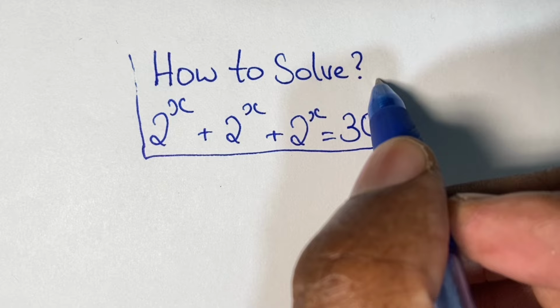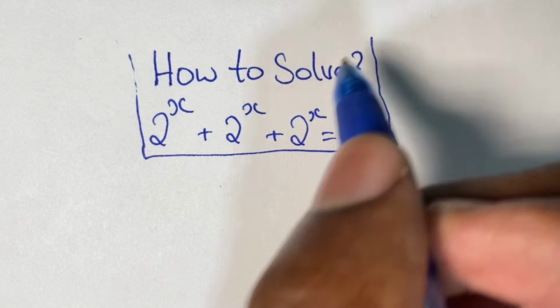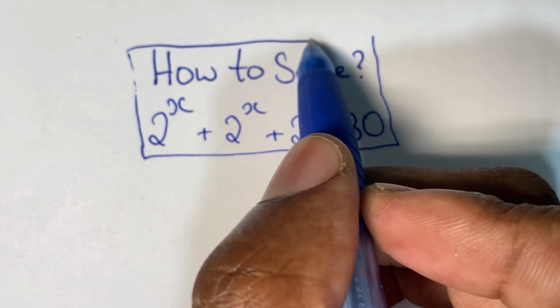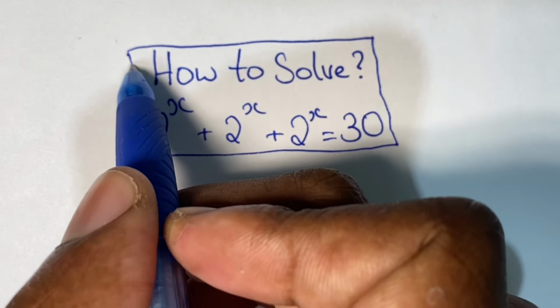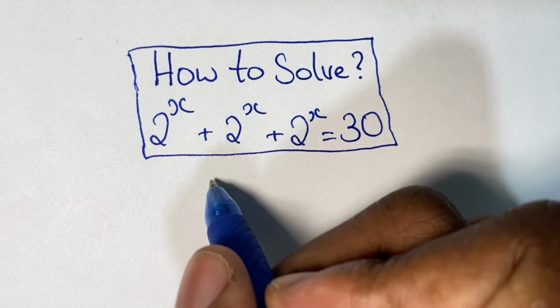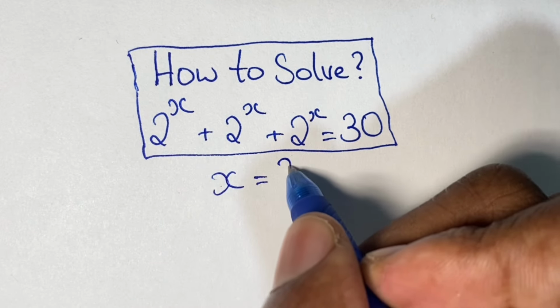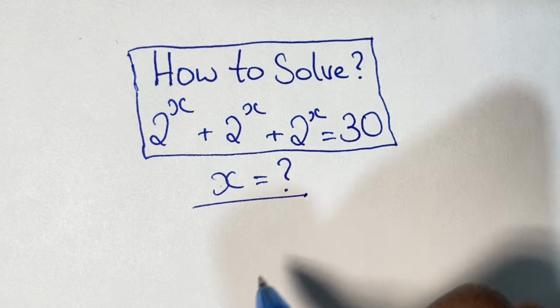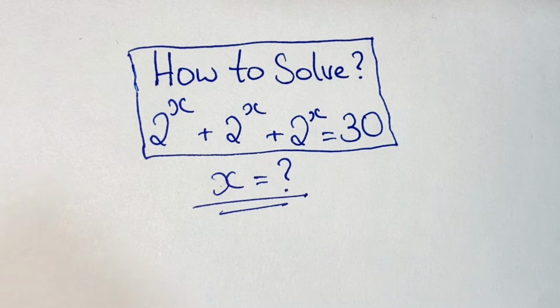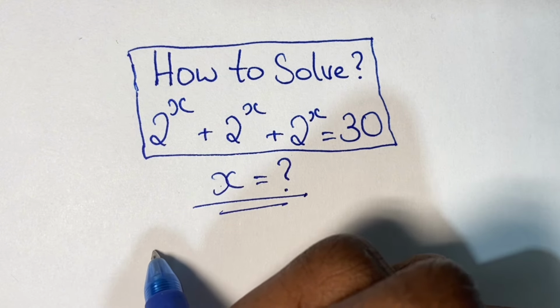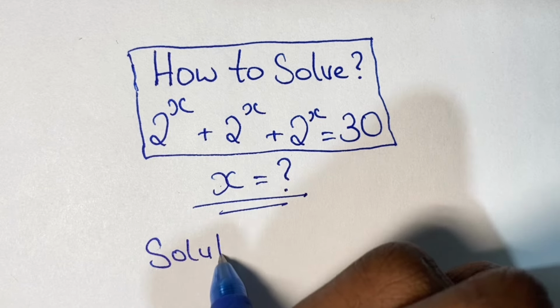Here we're going to solve another algebraic exponential equation where we have 2 to the power of x plus 2 to the power of x plus 2 to the power of x equals 30, and we are given to find the value of x. Now please feel free to pause this video and see if you can do this one by yourself. If not, please stay with me as I show you how to find the solution of x.